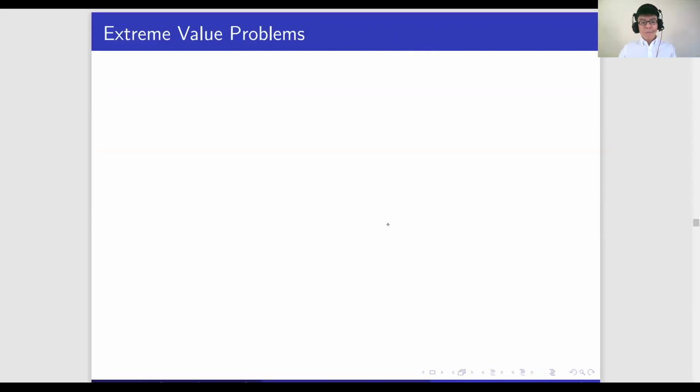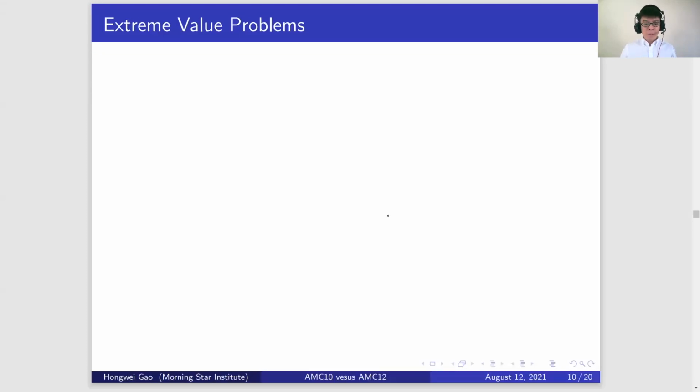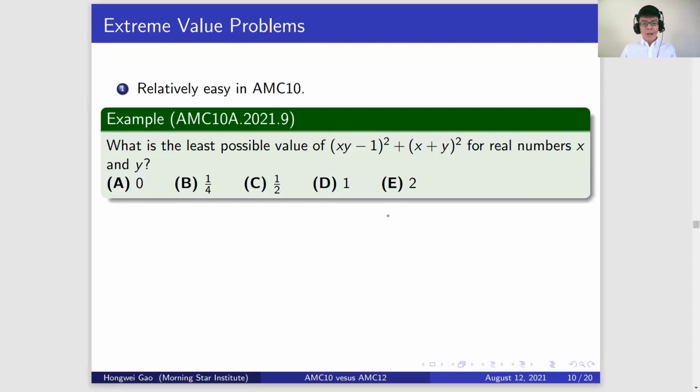Now, let me briefly mention extreme value problems. Here's one example from AMC10 this year. Students are asked to find the minimum value. If one opens these squares, it is quite easy to solve this problem.